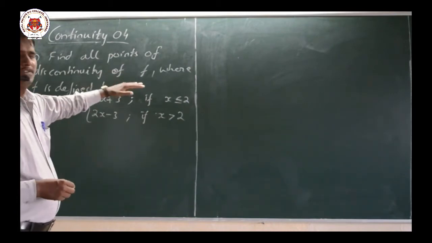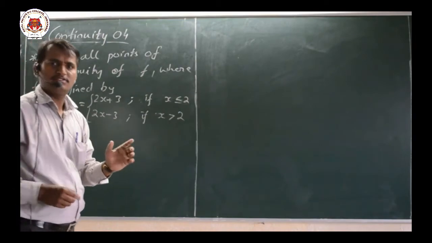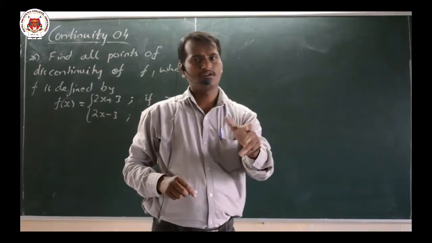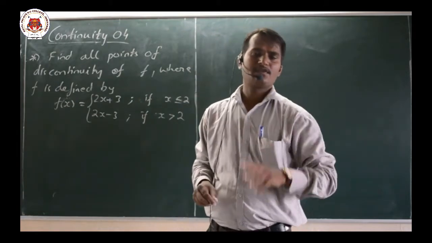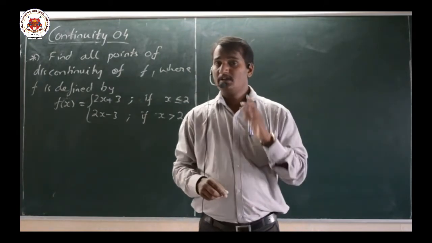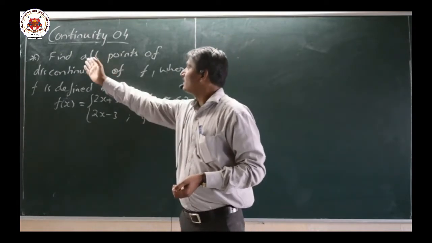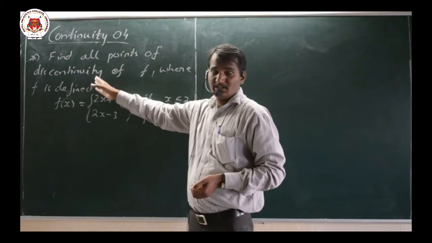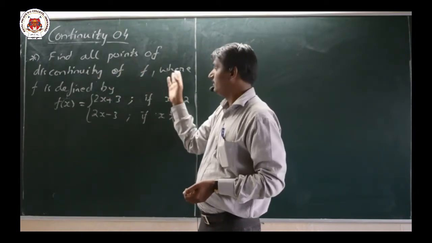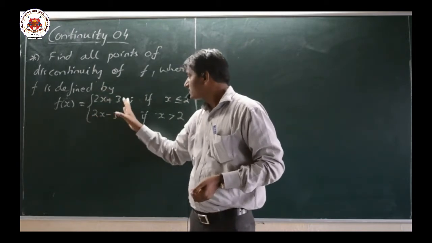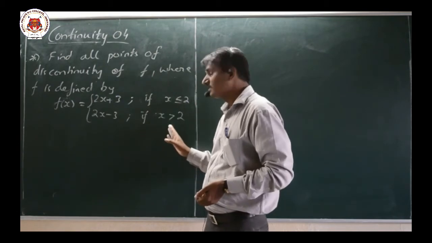It is a little bit different as compared to the previous problems. In all the previous problems, it was clearly said that the function was continuous at one point or another, at x equal to 0, 1, 2, 3, and so on, or to find the values of a and b such that it is continuous. Now here, he has not given that. Instead, he has asked to find all the points of discontinuity of f, where f of x is defined by 2x plus 3 if x is less than or equal to 2, and 2x minus 3 if x is greater than 2.